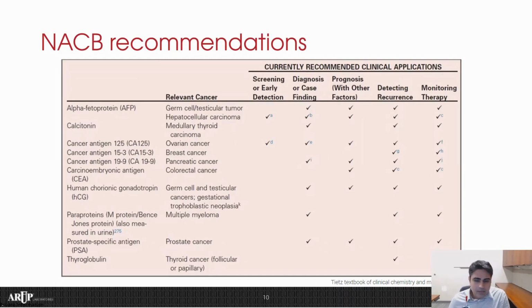However, the same tumor marker can also be used for screening or early detection of hepatocellular carcinoma. I also wanted to draw your attention to the last tumor marker on the list, which is thyroglobulin in the context of thyroid cancer, more specifically follicular or papillary thyroid cancer. As you can appreciate from this table, there are only 2 check marks, and those 2 are for detecting recurrence and monitoring therapy, which means that thyroglobulin is not recommended for screening, for diagnosis, or for prognostication of thyroid cancer.